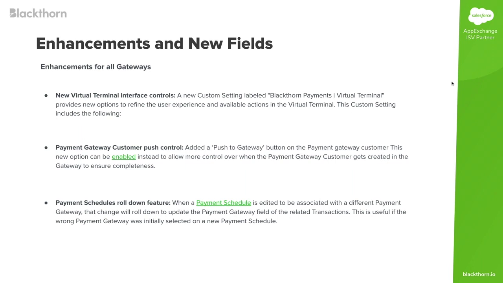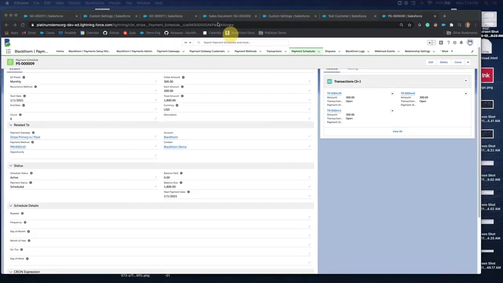These include new virtual terminal interface controls. I'll go through that in detail in just a second, and show you that in Salesforce. We've also added a button to the payment gateway customer record so that you can manually push these to the gateway. We also have a new roll down feature on the payment schedule that pushes changes to the payment gateway field down to the related transactions. So I'm going to jump over to Salesforce and walk through these three features.